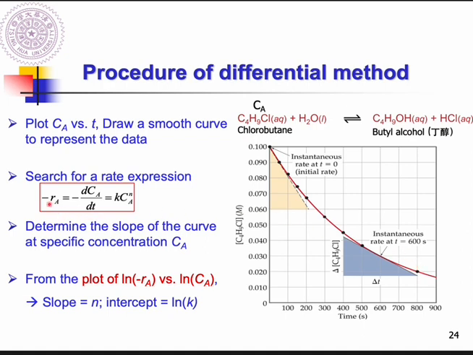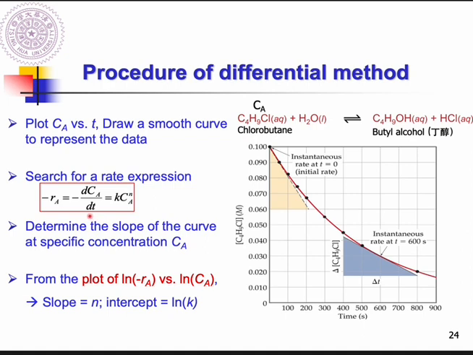And then don't forget the rate equation for this consumption rate. You can express it as minus RA, the consumption of reactant A, equals minus dCA over dt, and also equals k CA to the N. N is the reaction order, the one we want to know.